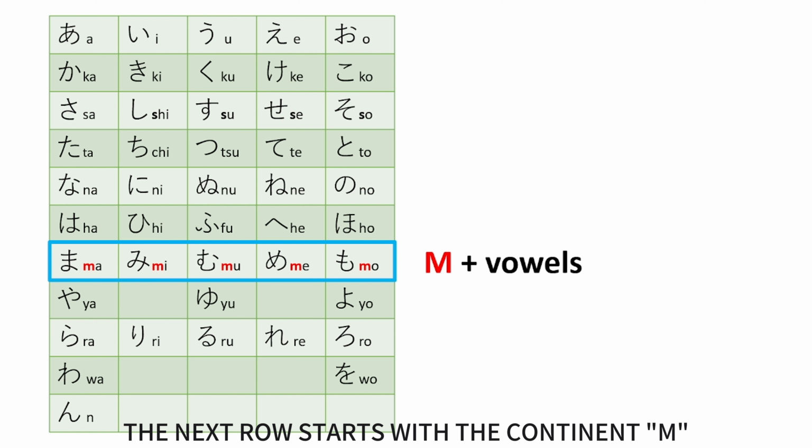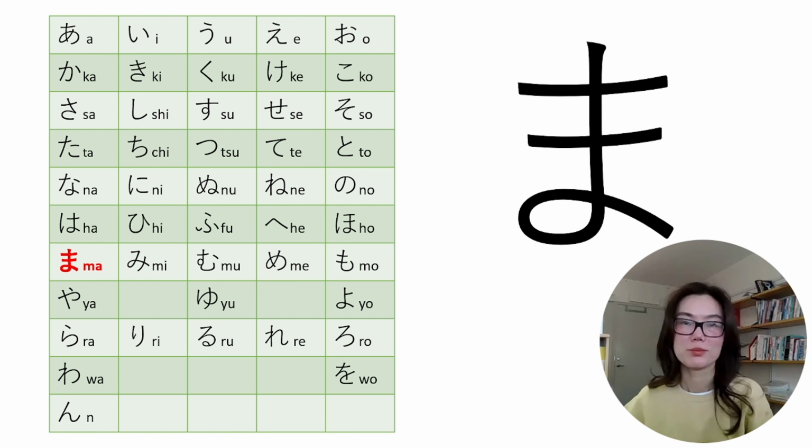The next row starts with the consonant M.